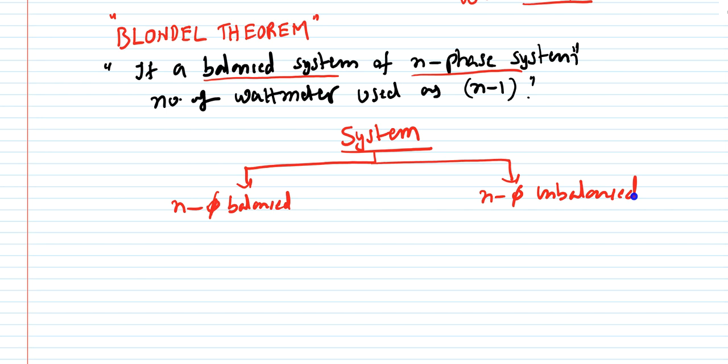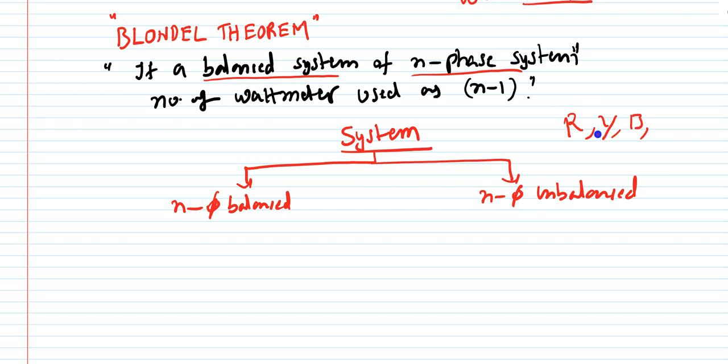Defining here, if your R, Y, B phase voltages, the R phase, Y phase and B phase, have the same magnitude and are displaced by 120 degrees each, then that system is called a balanced system. If it is not, then it is called an unbalanced system.